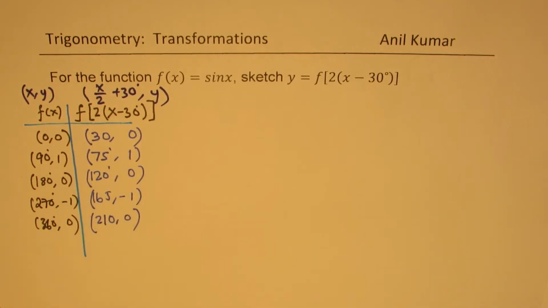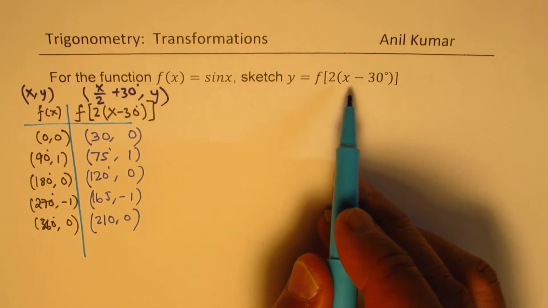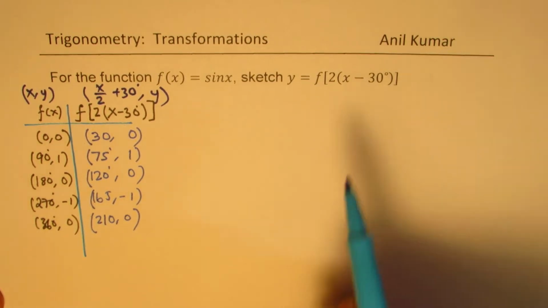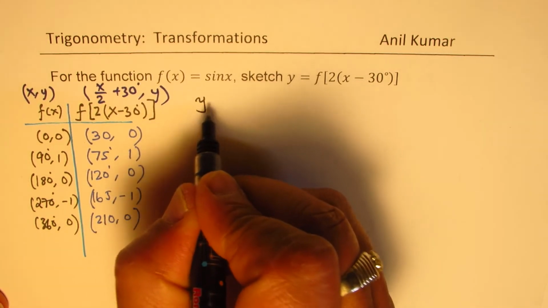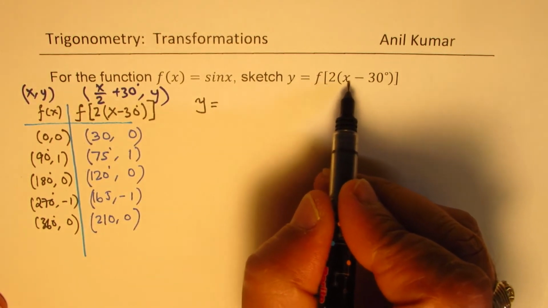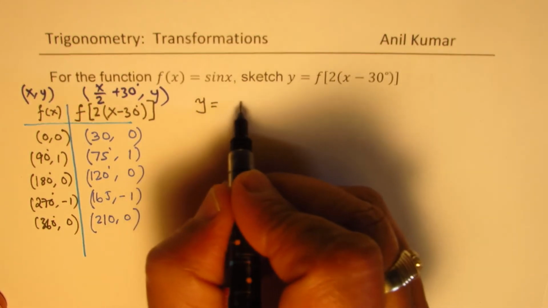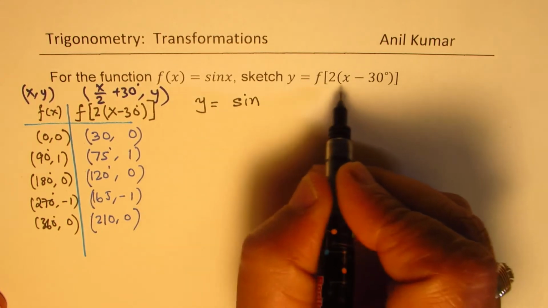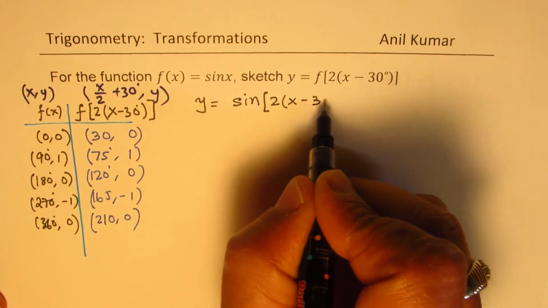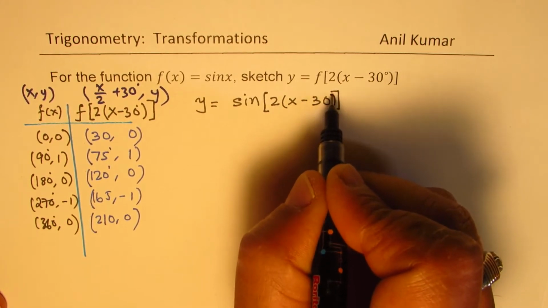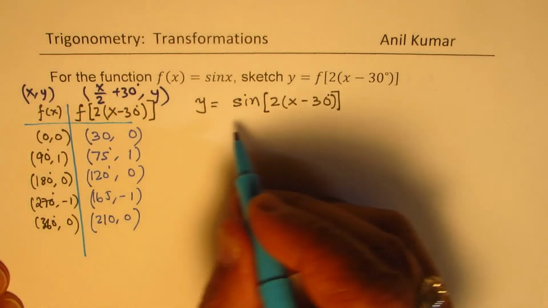As far as the key features are concerned, let me sketch this function also, and then we will write down the key features. If I write this function y, which is basically equal to f of 2 of x minus 30, x values change to all this, right? So we have this function as sine of, within brackets, x value changes to 2 times x minus 30 degrees. Is that clear to you? So that becomes your transformed function.